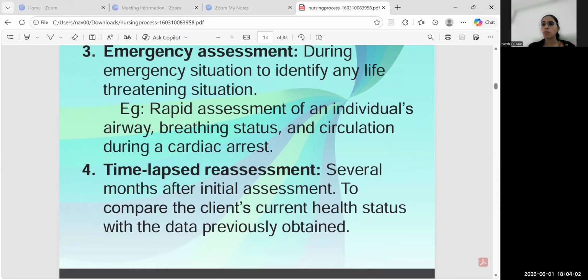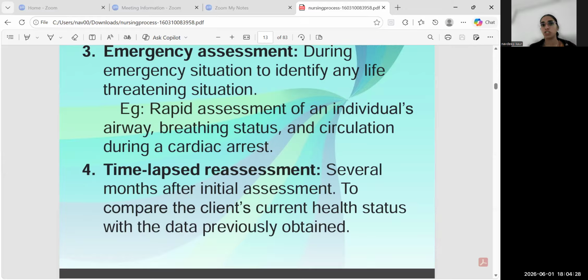So in the follow-up also we have to do this reassessment, time lapse reassessment, and doctors are also doing the reassessment by checking the lab investigations at the time of the admission and at the time of the discharge and at the time of the follow-up, and they will compare that lab investigation with each other, and they can find out whether the patient condition is good or not.